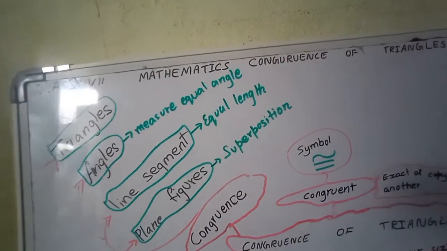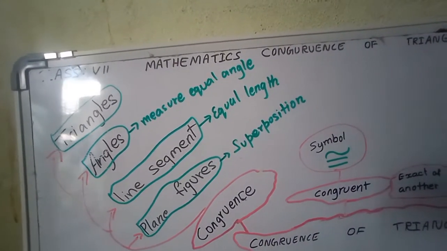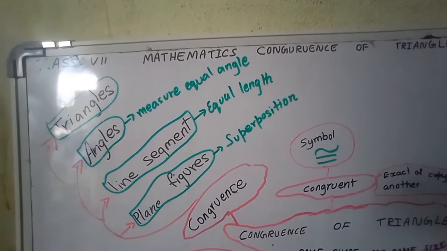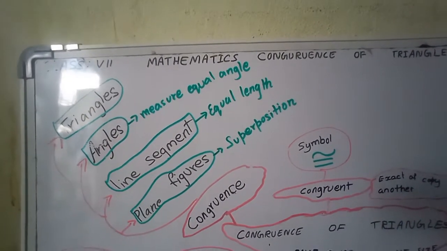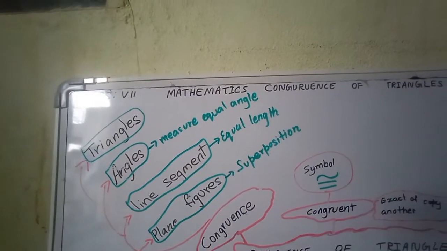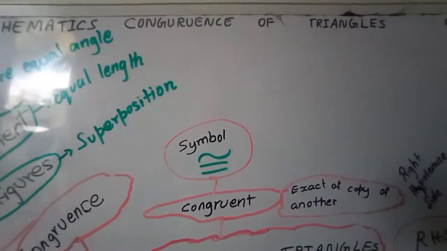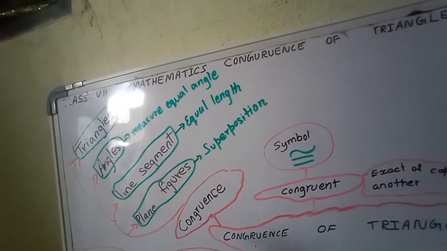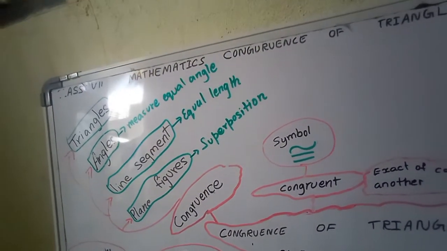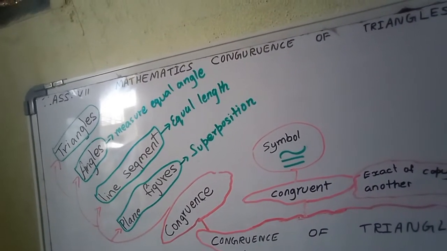The second one is the line segment. You know that a line segment has two endpoints, so their lengths must be equal. When we say these are congruent line segments, the lengths must be equal. Then the angle: the measures must be equal. So to say they are congruent, plane figures must be superposable, line segments must have equal length, and angles must have equal measures.